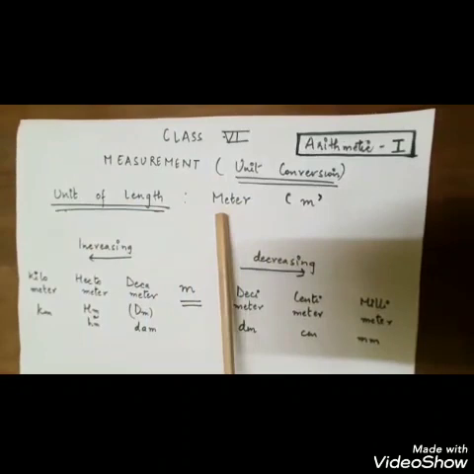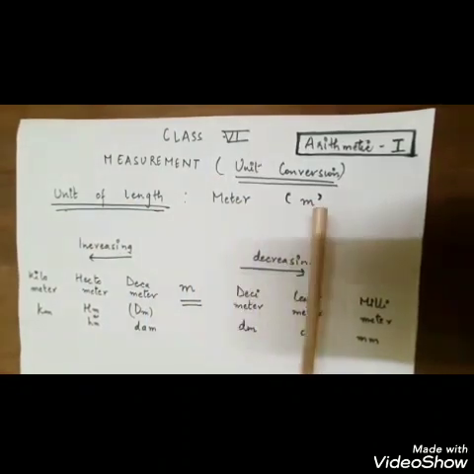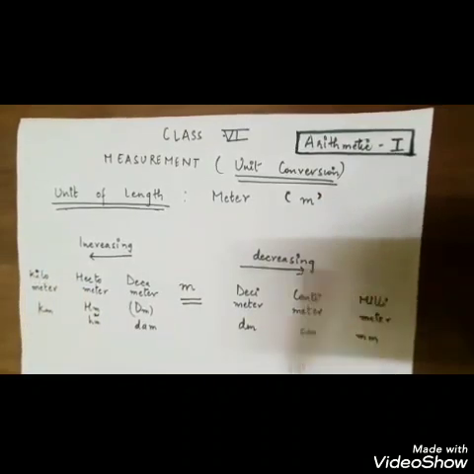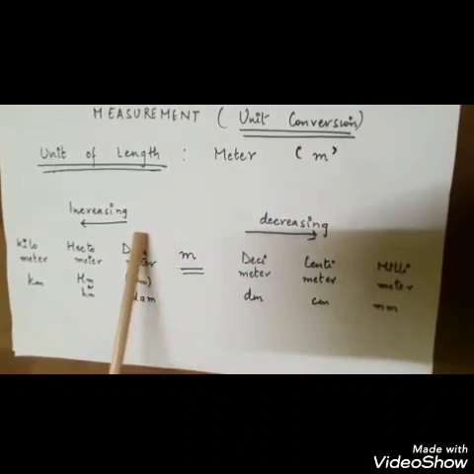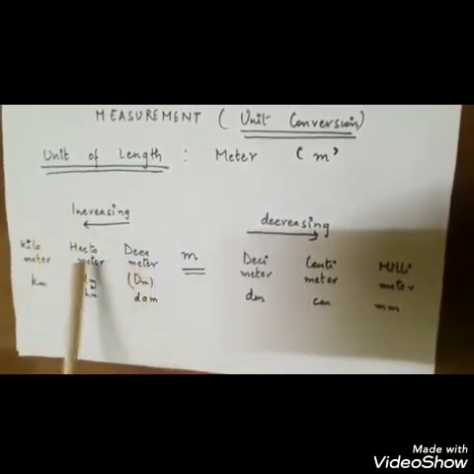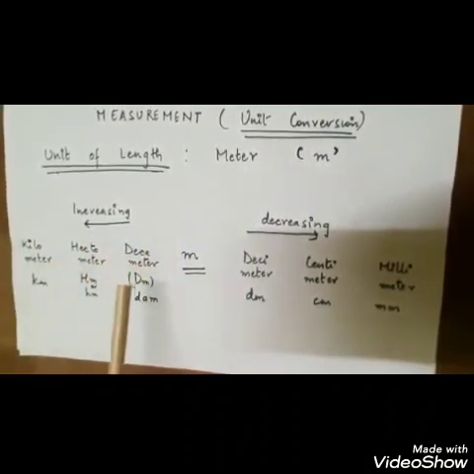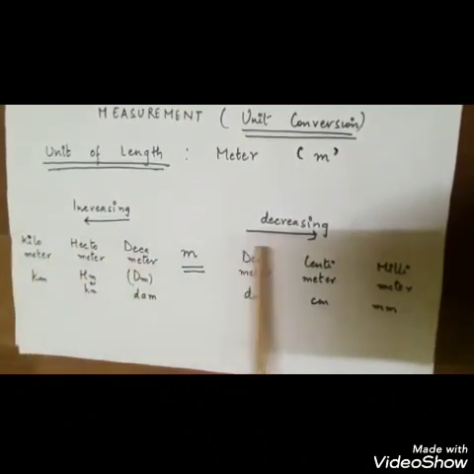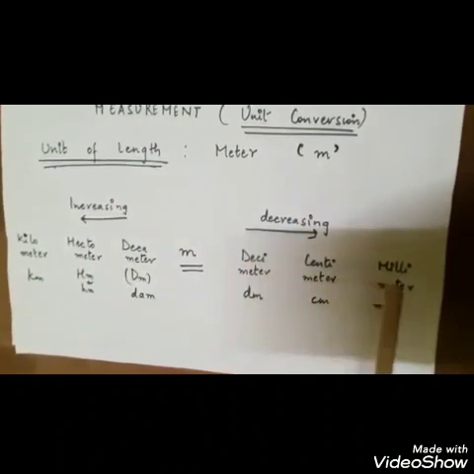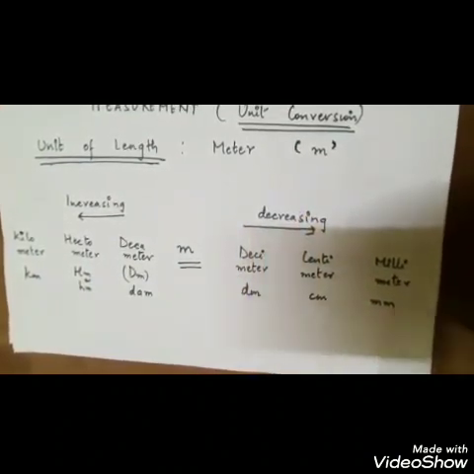As we know, the base unit of length is meter and it is written as small m. Here I have made a table and this is the base unit, and the units written on the left are the bigger units of length. So when length is big, we use bigger units of length, and on the right I have written smaller units of length. So when length is decreasing, we use smaller units of length.